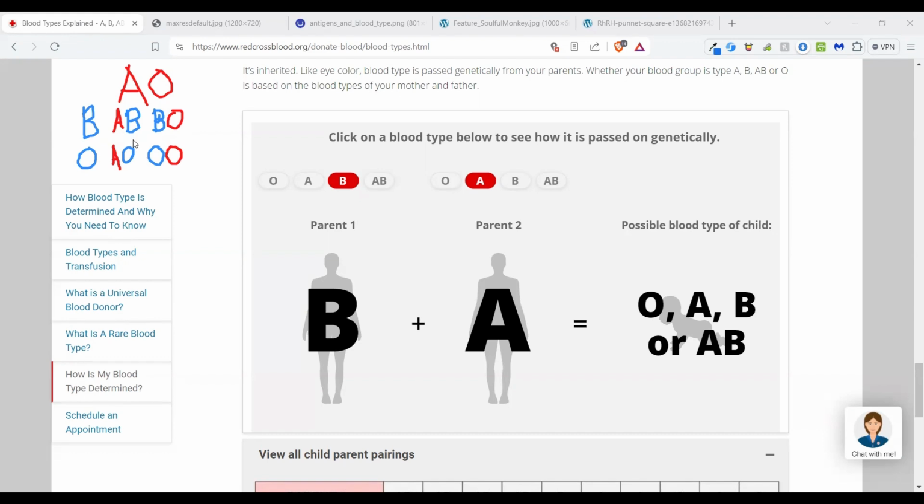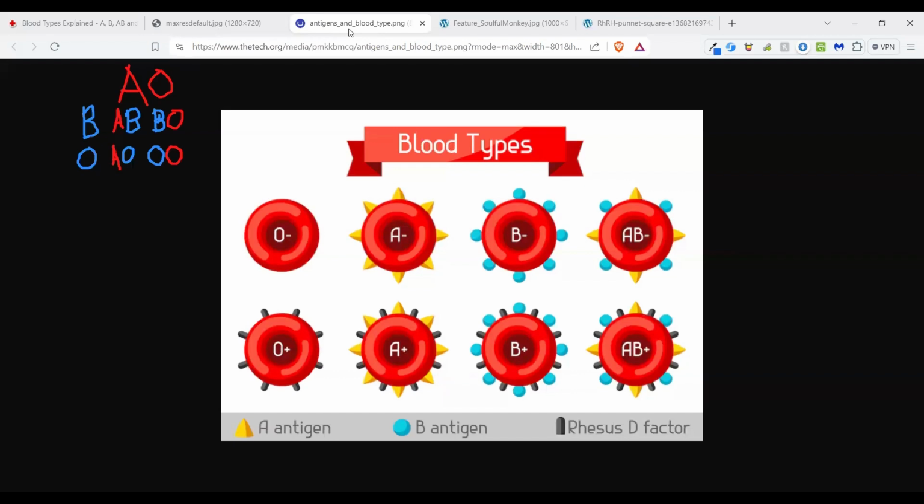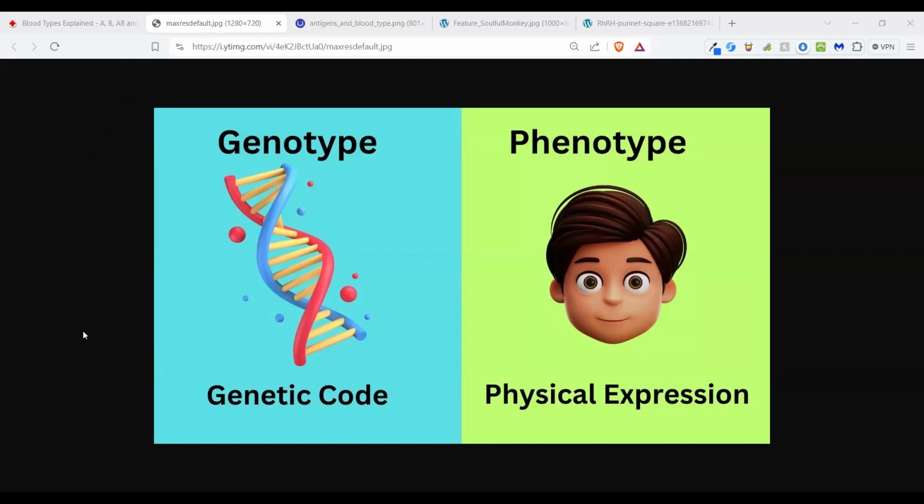So both the A and the B alleles are being expressed. And we can see that in this case, where somebody with blood type AB is expressing both the A and B antigens. So they have both of those proteins on the surface of their cell. So that's codominance.